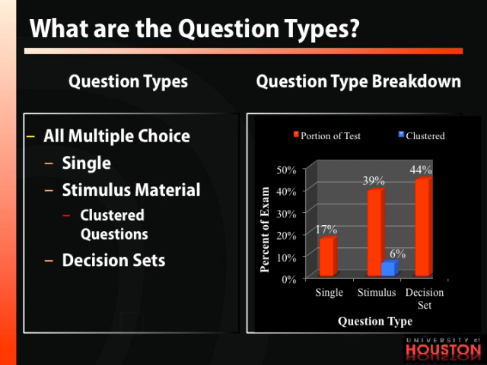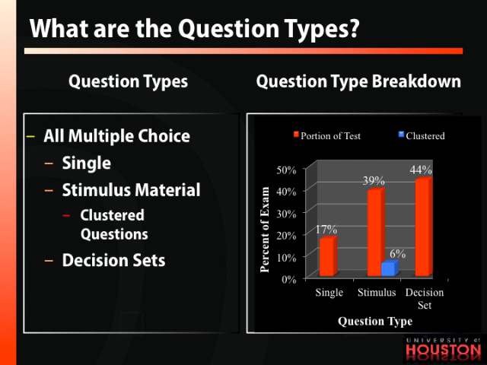All the questions on the PPR exam are multiple choice. However, there are different flavors of multiple choice questions. Single questions are those that do not have any associated reading material. As noted by the graph on the right, single questions comprise only 17% of the exam. Questions with stimulus material will include a short story or vignette and ask you to consider the given information in relation to a question or series of questions. If your stimulus has 2 or more associated questions, it is considered a cluster. Roughly 40% of the exam consists of stimulus questions, with 16% of those being clustered.